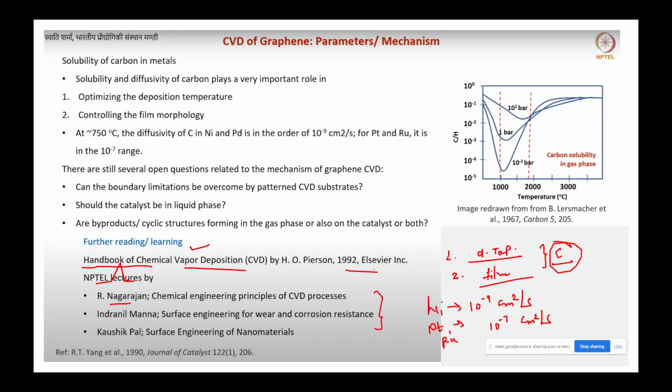Apart from that, you can also refer to some good journal papers, where you can find how these factors affect your deposition. So I hope it is clear, and if you have any questions, please ask. We can solve your doubts.